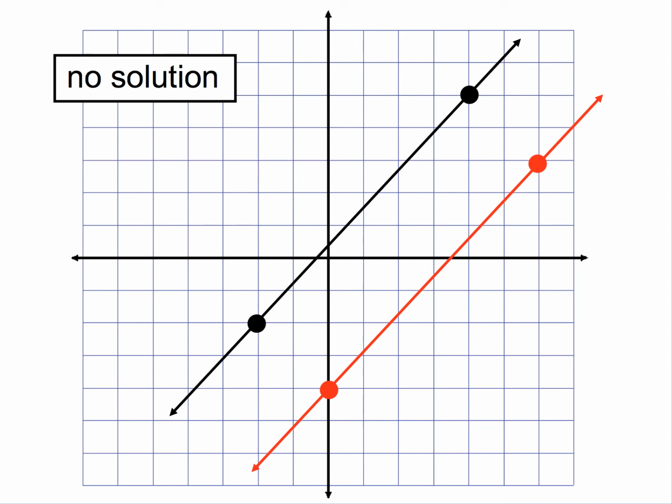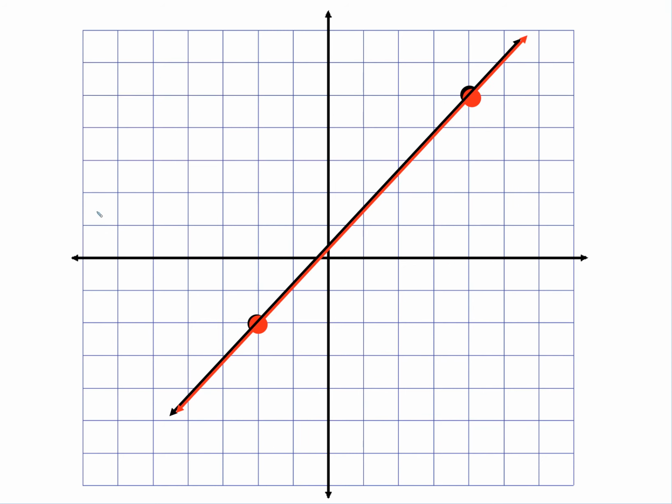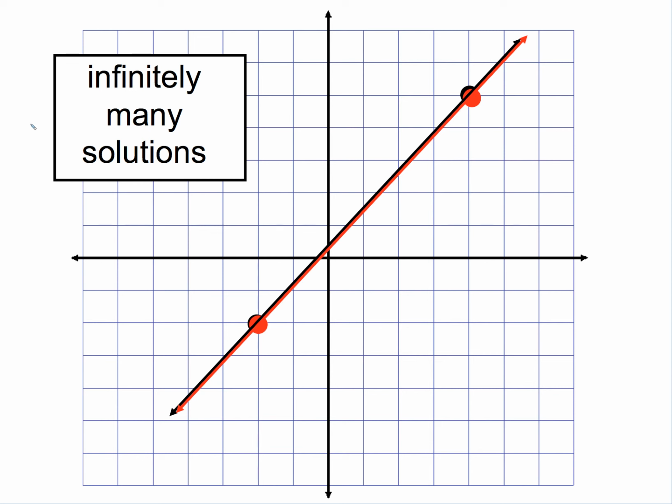And the other kind of graph that you might end up with is something that looks like this. And I tried to do it in black and red so you could see that there are actually two lines overlapping each other. If you get two lines that end up being the exact same line, you have to say infinitely many solutions because everything on this line can be a solution. Every one of these ordered pairs is a solution for both of these because it's the same equation.